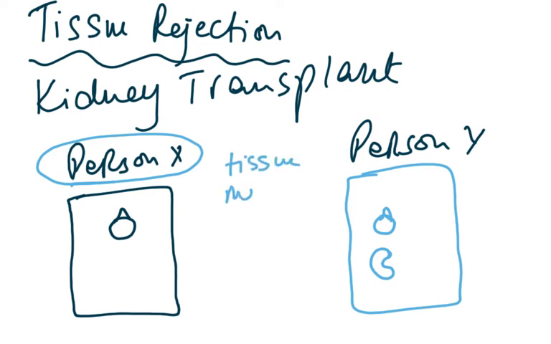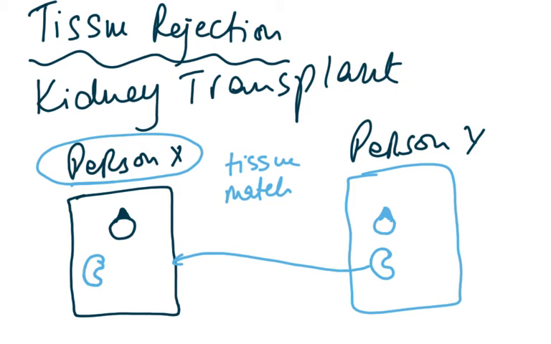A tissue match means that person X has this antigen on every cell of his body, because every human being starts from a zygote, and the other person Y also has these antigens, but maybe slightly different. So we've done a tissue match. Now we're going to give this kidney to this person.